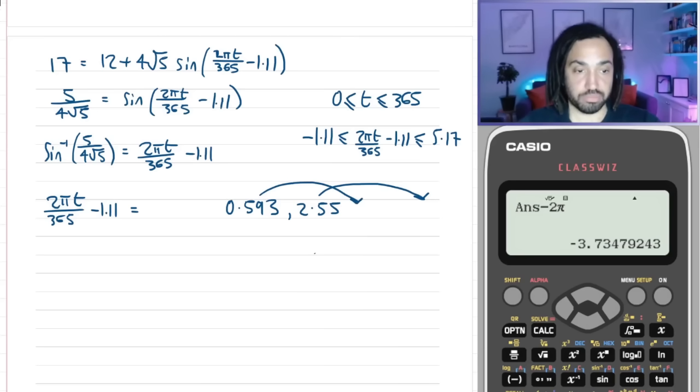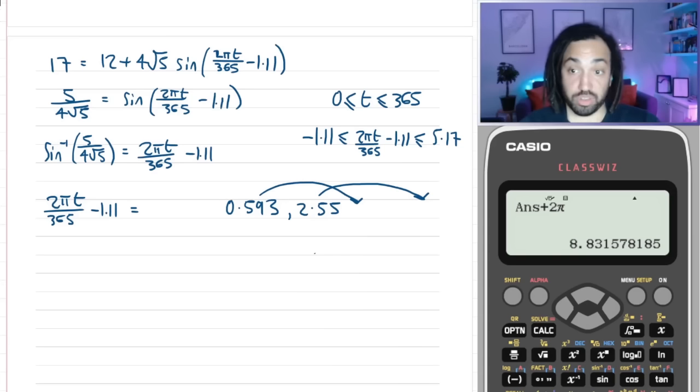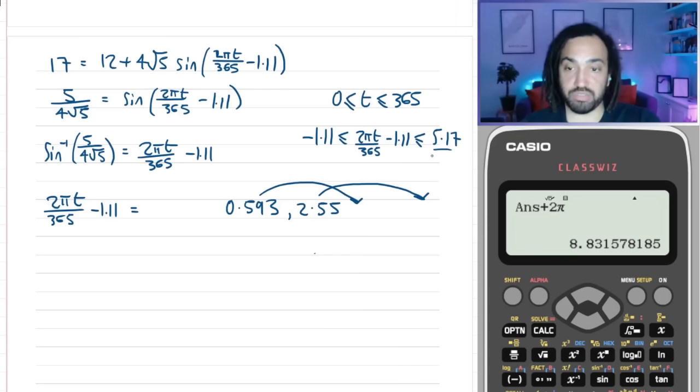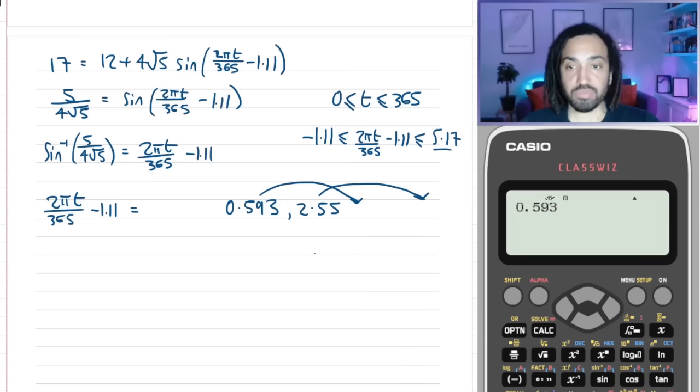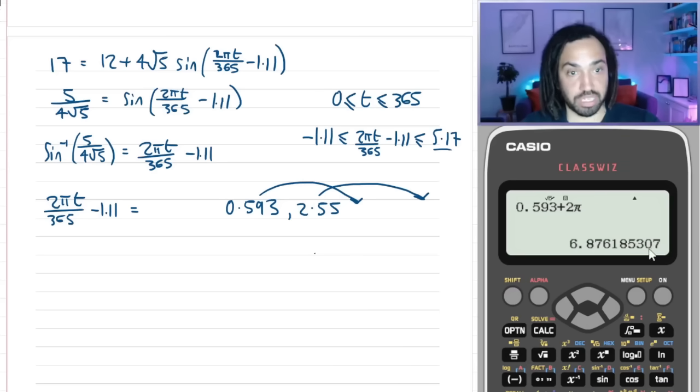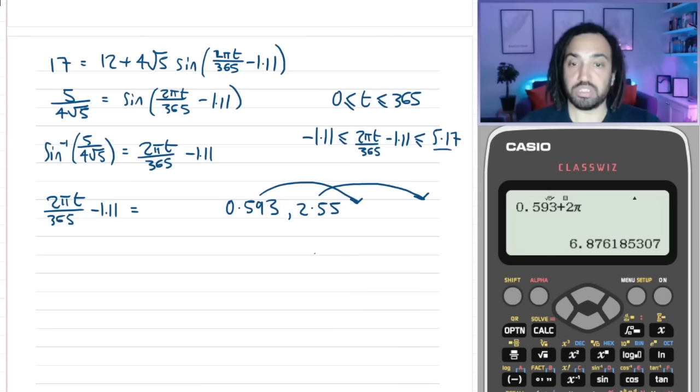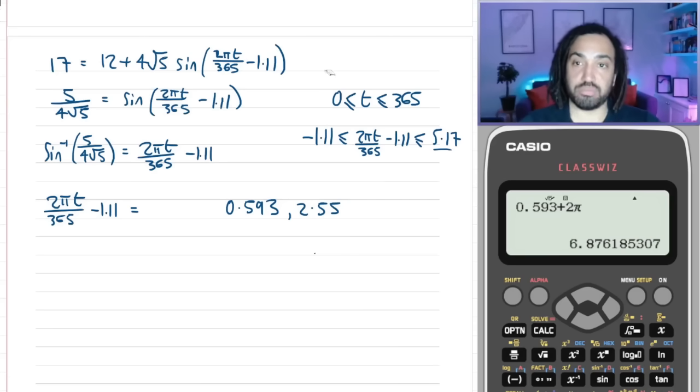What about going forwards? Okay, let's get that number back. There it is. And if we add 2 pi to that, that's outside of the range because the range is 5 on the higher side. It's 5.17, so that's too much. Okay, let's take this guy and let's add on 2 pi to that. That is also outside of the range, so that is no good. So in fact, it's just these two times which are going to be the ones that fall inside the range.